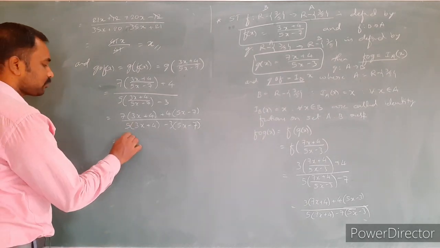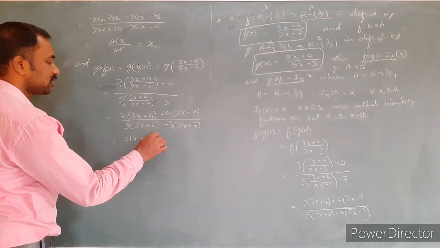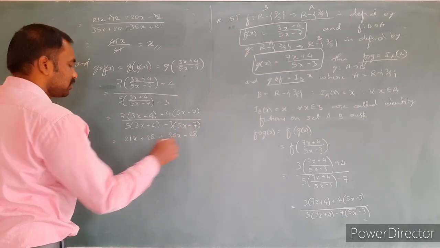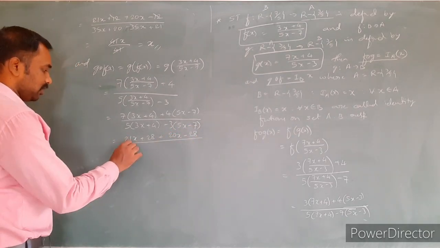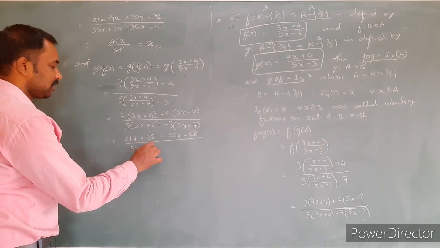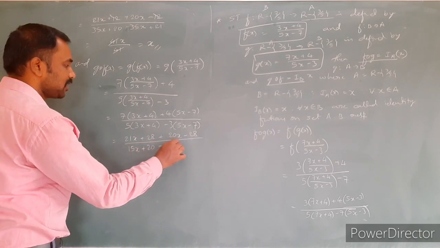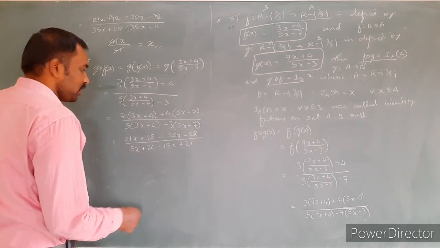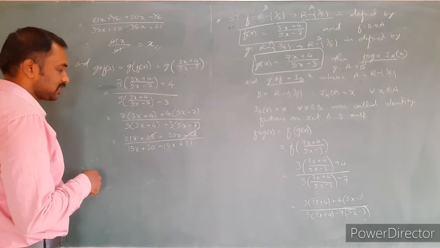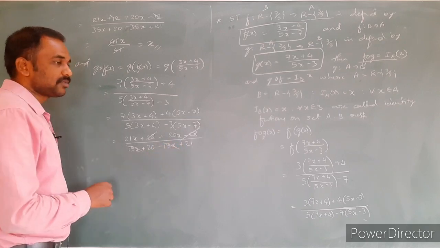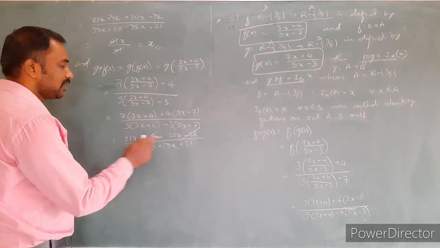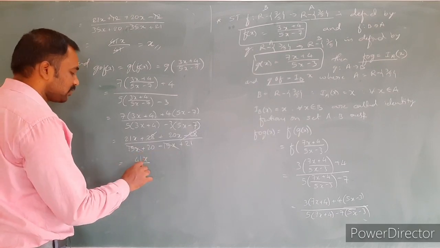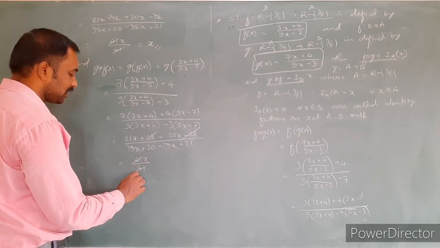Okay, 21x plus 28 plus 20x minus 28, divided by 15x plus 20 minus 15x plus 21. Here minus 28 plus 28, and plus 15x minus 15x get cancelled. 21x plus 20x is again 41x, 20 plus 21 is 41, and 41 gets cancelled.